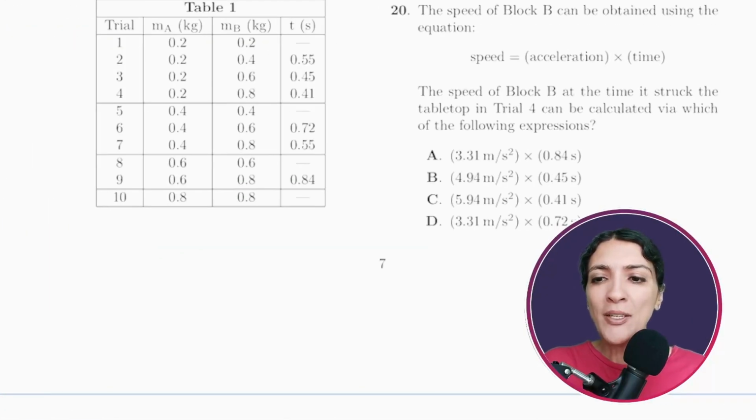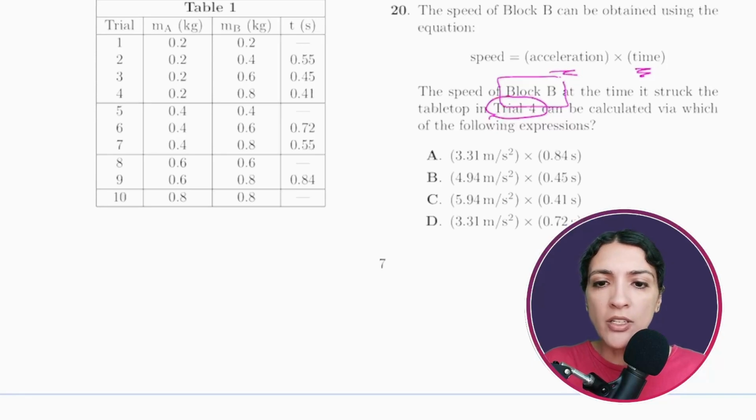For question 20, a formula is given, and please don't panic. This is not about solving a physics question. It's about finding the correct values and picking the correct answer choice. So let's find the where. First off, reading the question, trial 4. So that's where we're going to look to find the appropriate values. And who are we looking for? Well, we're looking for the acceleration and time of block B. So that's the who. And the why is because we're finding those values.